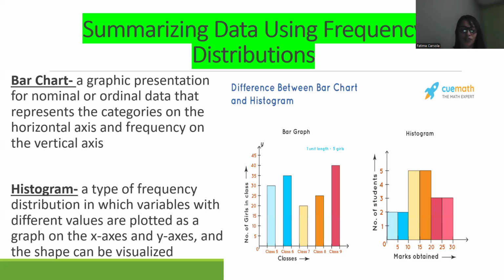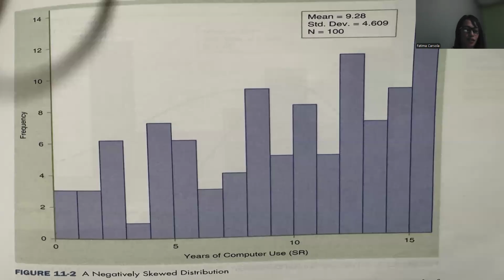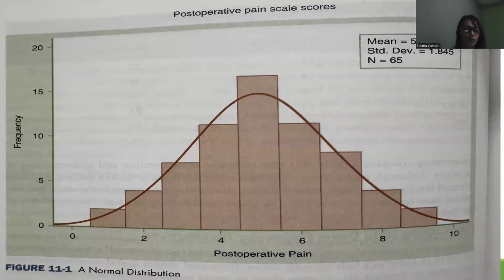So based on the distribution of the data, the researcher will then select the statistical way of describing the center and the spread of the data. So here, as you see, you have a normal distribution. But some variables do not have the normal distribution.